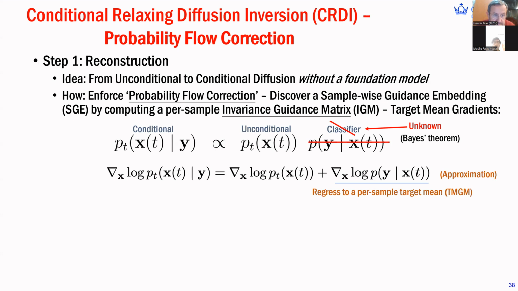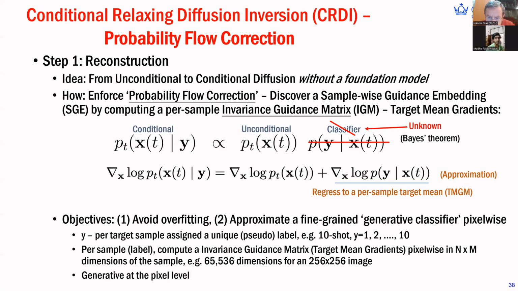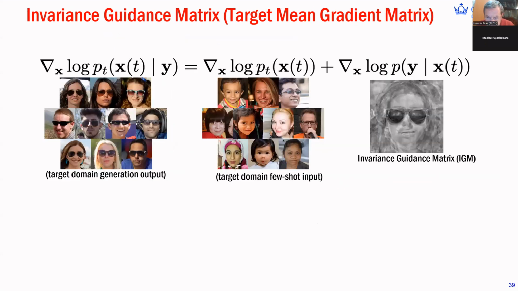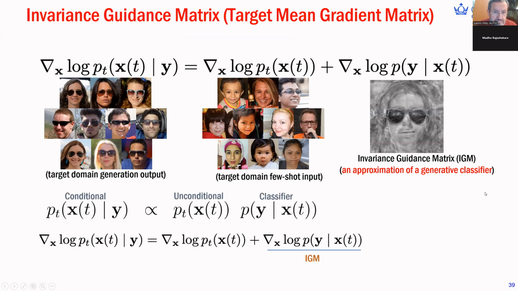The approximation is to compute what we call a per-sample target mean as an approximation. By doing that, we're trying to avoid overfitting and approximate a generative classifier. The key is how we approximate this classifier. Each pixel is considered an individual instance for that approximation. Just quickly, the key is to compute this invariance guidance matrix, and again, this invariance guidance matrix is approximated as a classifier. Essentially, we learn a classifier with few examples, and define all the bound variation of an image in a new target domain, and how it can change down to per pixel as a Markov process.